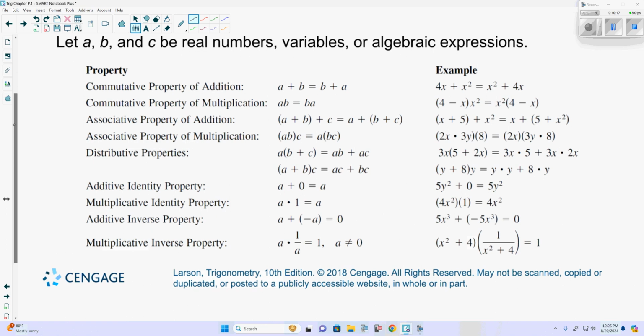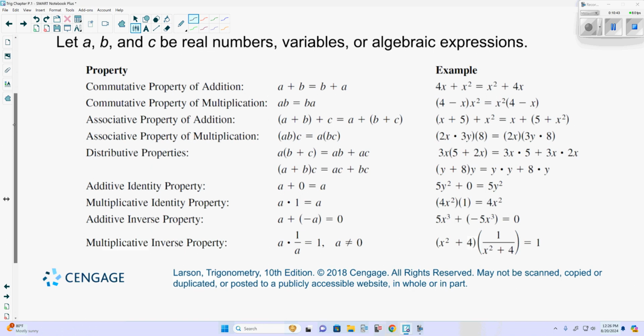The commutative property of addition: you can add any two things in any order. 2 plus 3 is the same as 3 plus 2. That's the property that states that. Commutative property of multiplication: we can multiply any two things in any order. Doesn't matter, you will get the same outcome. Associative property of addition: I can add any three things in any order. Still get the same result.